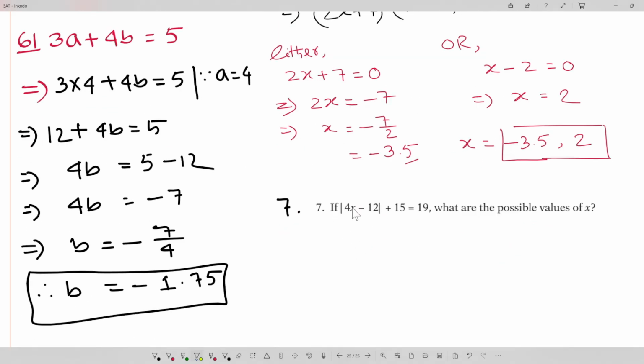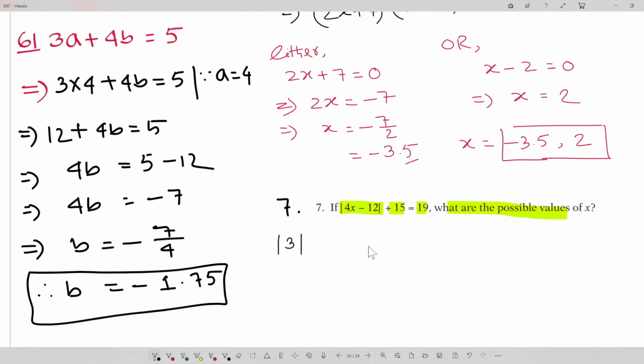Number 7. If |4x − 12| + 15 = 19, what are the possible values of x? So first we have to know what is the value of the absolute value of 3.